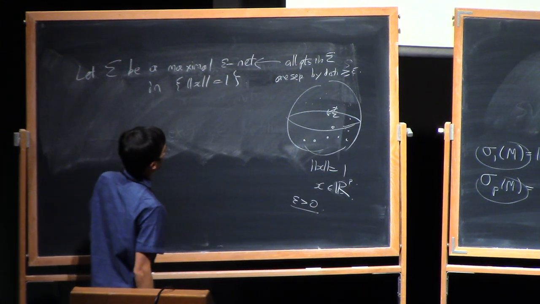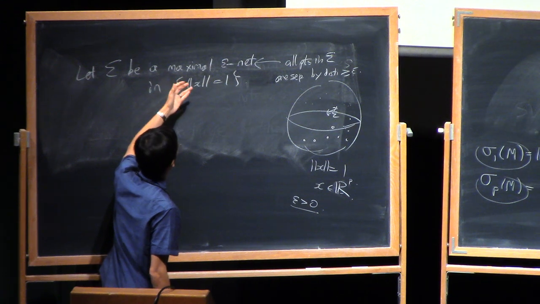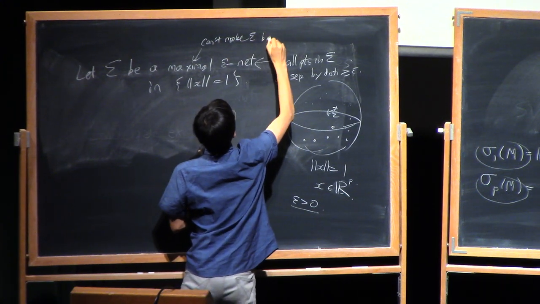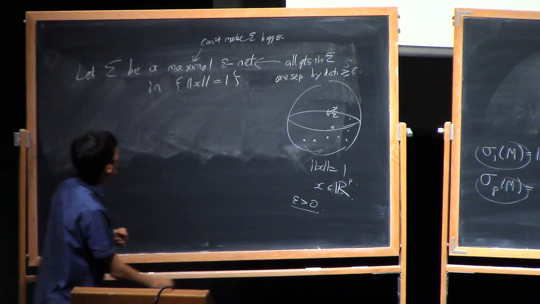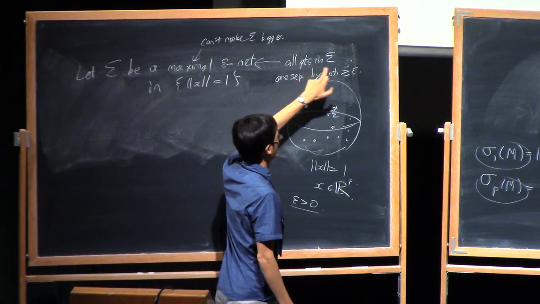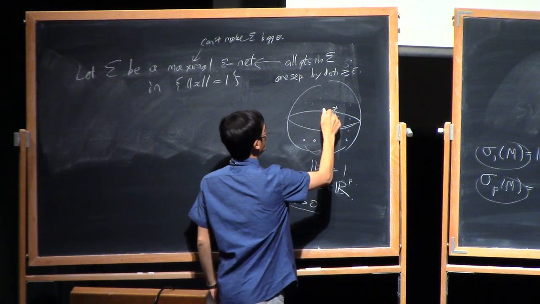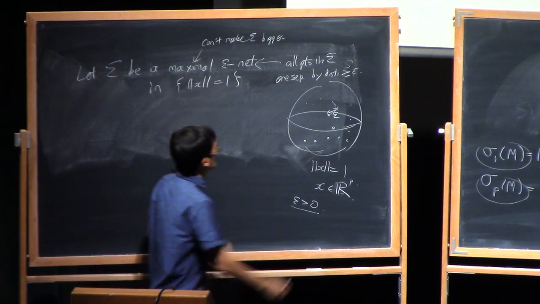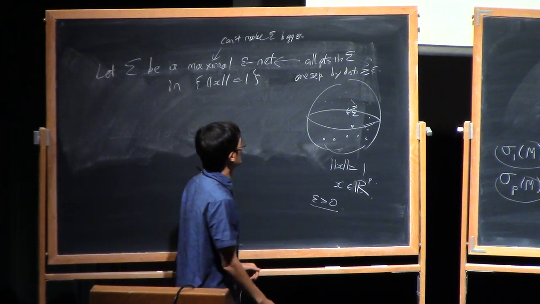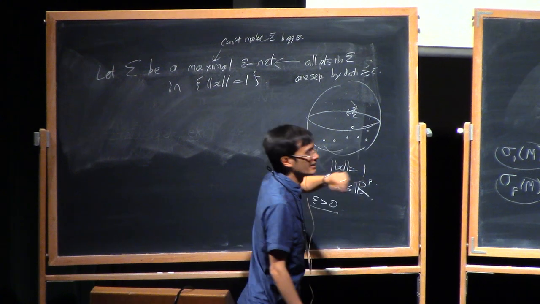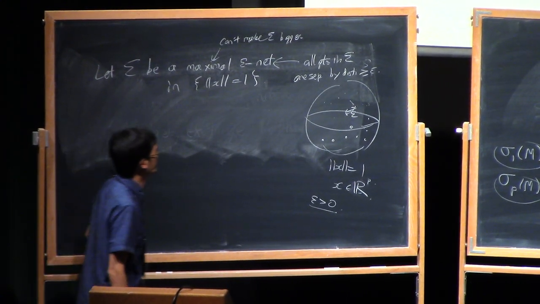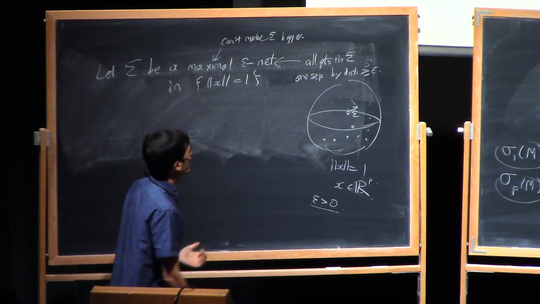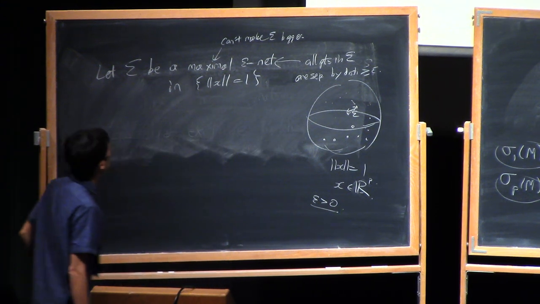And maximal means that you can't add any more. You can't make sigma any bigger. There's no other point on the sphere that you can add to this set without destroying the epsilon net property. What that says is that every point on the sphere lies within epsilon of one point on this net. So that's called an epsilon net. These things always exist just from the greedy algorithm. Well, you can use Zorn's lemma, but that's really overkill. The greedy algorithm would do it. It's a bit hard to write that down explicitly, but you can certainly show that it exists.